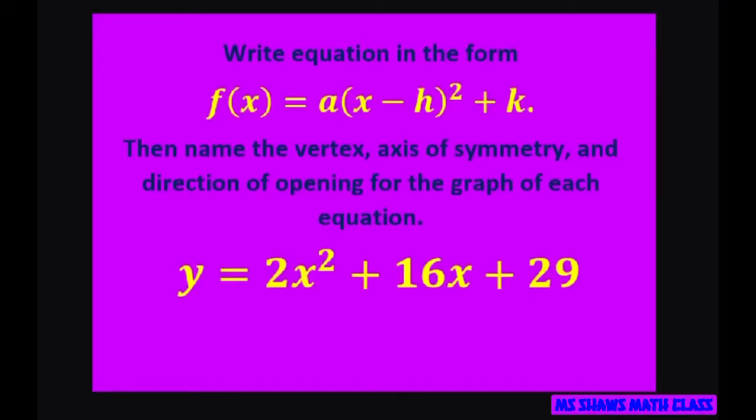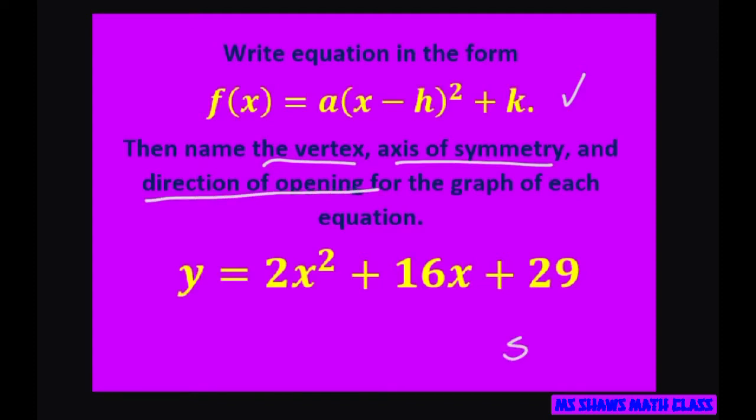Everyone, we're going to write our equation y equals 2x squared plus 16x plus 29 in vertex form here. We're going to name the vertex, axis of symmetry, and the direction of opening for the graph.